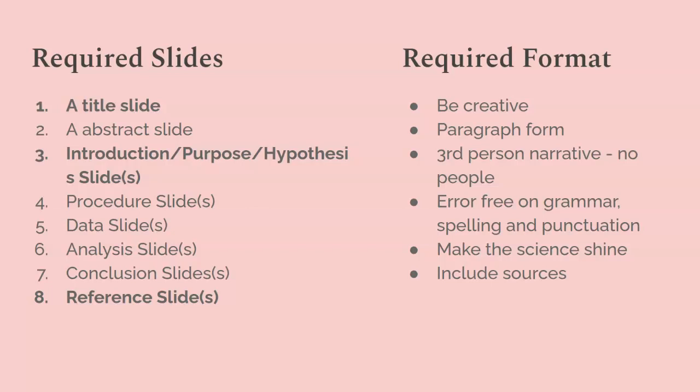Okay, and you can see over there that the required format for anything that you write is you want to be creative, but you also want to use paragraph form. When necessary, we're using APA format. You're using third person narrative. That means we're not talking about people. We're not mentioning I, me, we, you, he, they, the group, none of that. We're talking about the science, and that is an uncomfortable thing to do, but you get used to it after you've done it for a while.